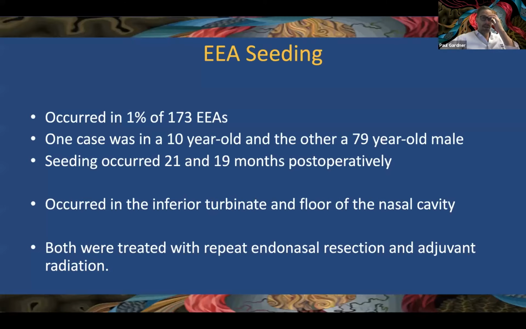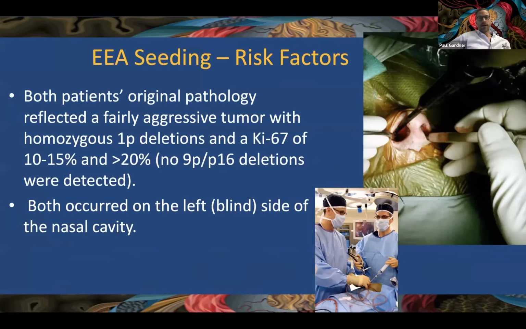We looked at seeding in our recent series. Out of 173 surgeries, it occurred 1% of the time. Either end of the spectrum, one was a 10-year-old, the other one was 79 years old. And these occur somewhere around 1.5 to 2 years post-operatively. Obviously, we missed it a little bit in the older patient, but these both occurred in the inferior turbinate and the floor of the nasal cavity, and we both resected and then did radiation for, and neither has recurred.